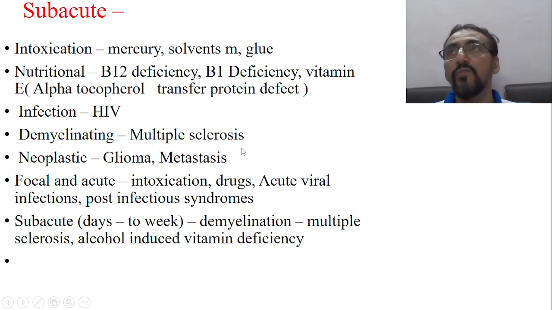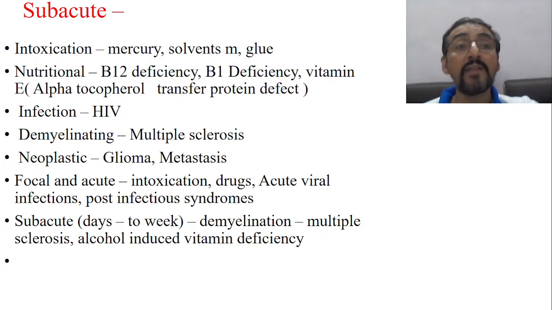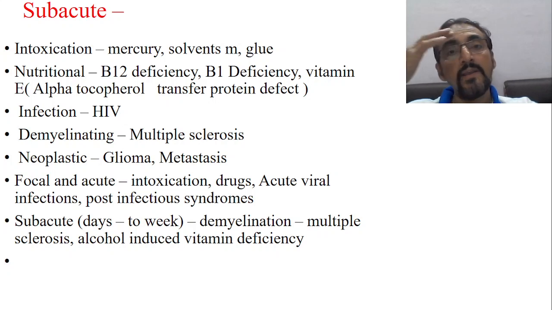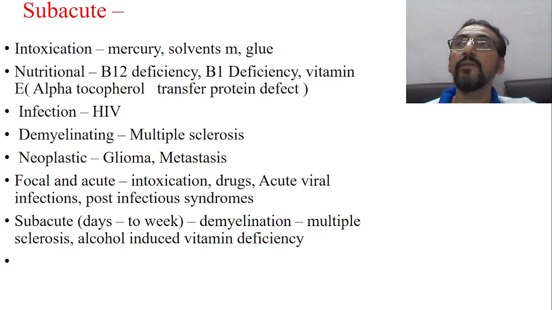Now subacute causes, that means a little slower. For example, intoxication like mercury intoxication, solvents, etc. They can cause intoxication but a little slower, subacute. Nutritional causes, for example B12 deficiency, B1 deficiency, vitamin E deficiency. They can also cause ataxia. We will see later, they are all major causes of ataxia or imbalance.